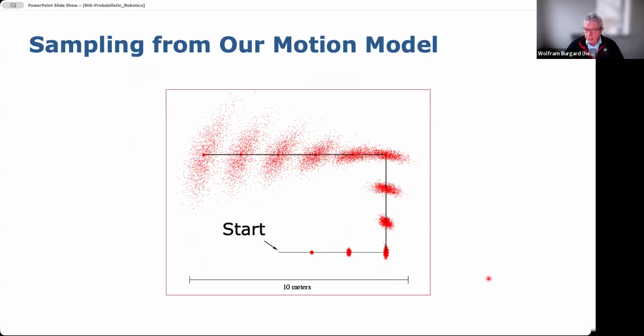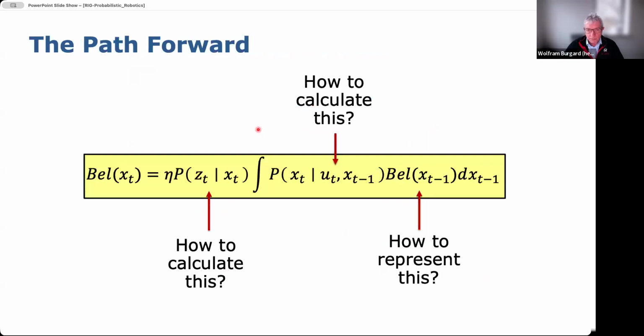Here's another way how this evolves over time. Again, you see this beautiful banana-shaped structure, which you typically obtain by applying this motion model. So we are right now over here. We know how to calculate this. What is now missing is how can we represent this? And as I mentioned, there are different ways for doing this.